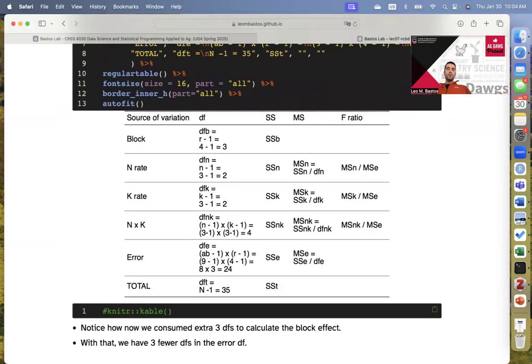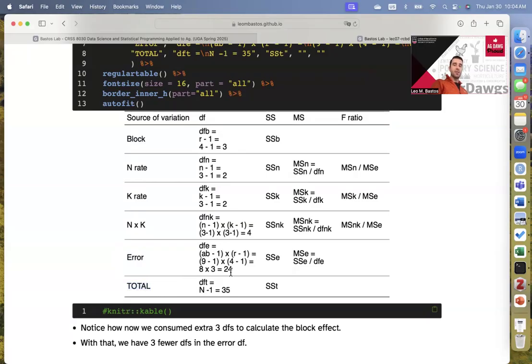All right, so we have here our sources of variation, and notice how they match what we had in our model. We have a first line here for block, but then we have nitrogen rate, potassium rate, the interaction, and the error, which is our e_ijk. Here it's called error, but it can also be called residual. And this is going to be important for us as we move forward with this analysis. And then we have the total.